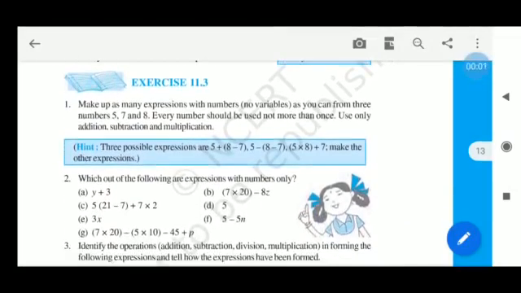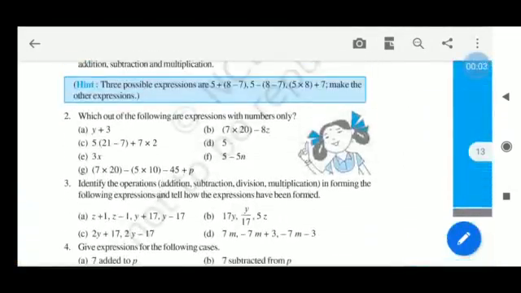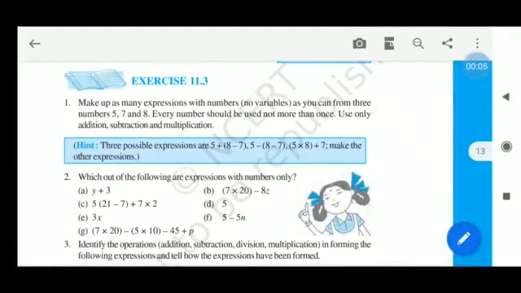Okay students, we will see exercise 11.3. First question: make up as many expressions with numbers, that means no variable, as you can from 3 numbers 5, 7, 8. Every number should be used not more than once. You have to notice that. Use only addition, subtraction and multiplication. So what are the numbers given?